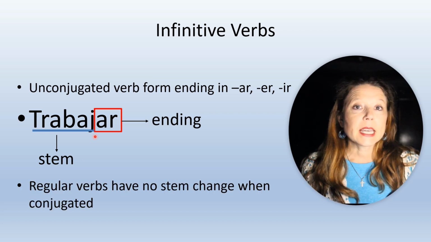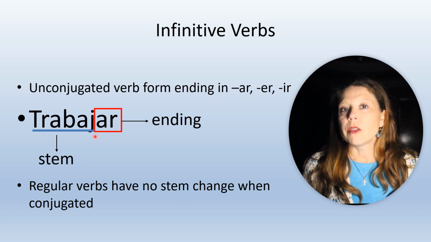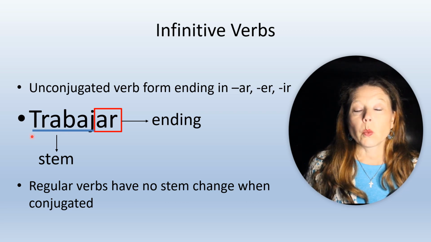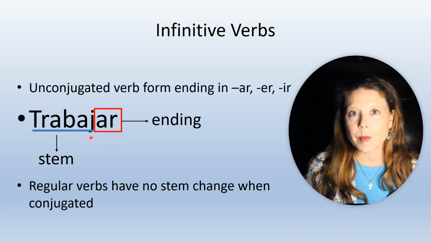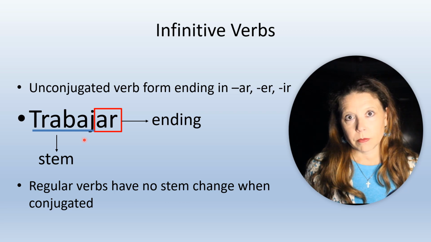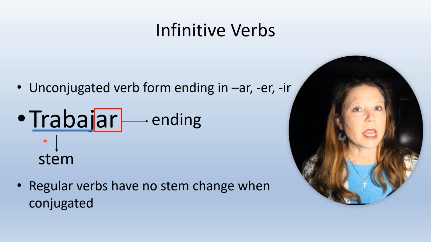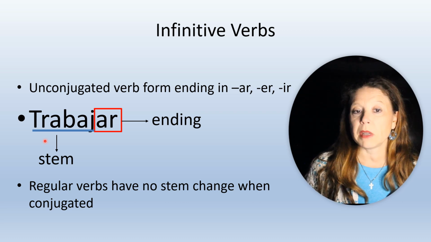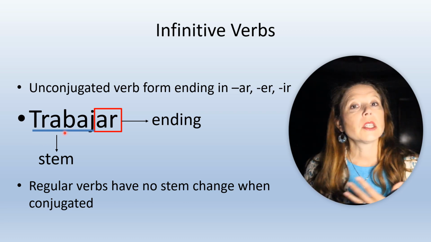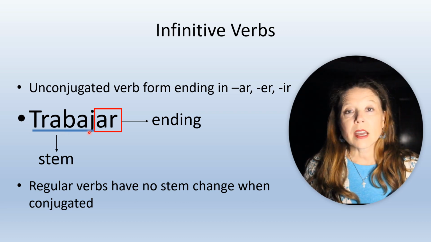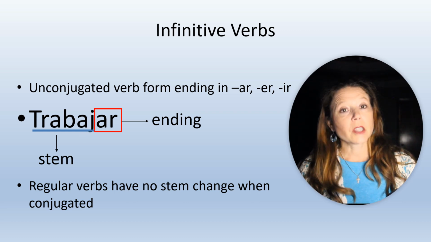When we're discussing regular verb conjugations in Spanish, we simply mean those verbs in which, when we conjugate the verb, the stem does not change. So that's what we're going to be looking at today. The verbs that we conjugate today are going to be regular verbs, which means when we put them in their yo, tú, él, nosotros, and so on forms, the stem will remain the same as it is in the infinitive form. So, how do we do that?